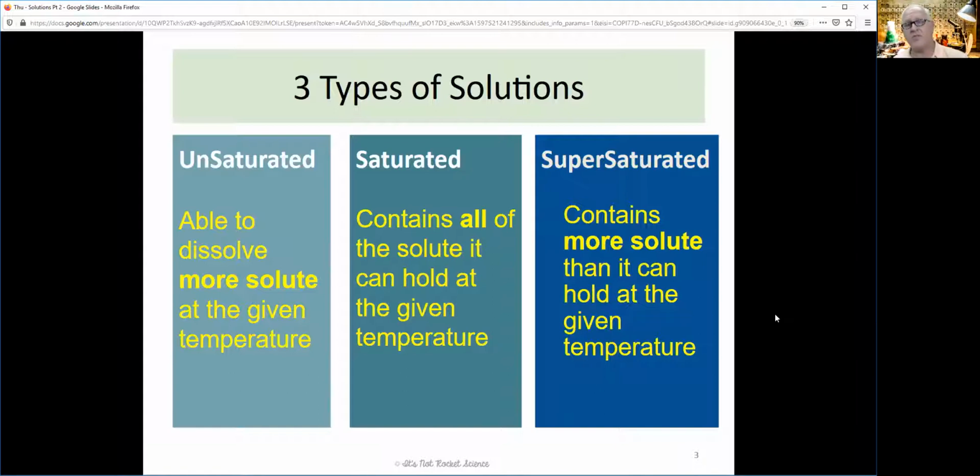And then we have the supersaturated solution, and this contains more solute than it can hold at the given temperature. You've put in so much that it has no more room to dissolve more solute. And that becomes a fairly unstable solution. So the 3 types of solutions: unsaturated, has room for more; saturated, holds it all; supersaturated, has taken in too much.